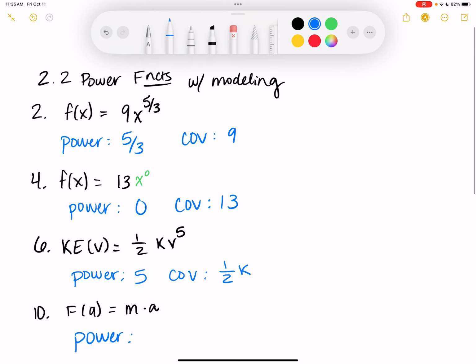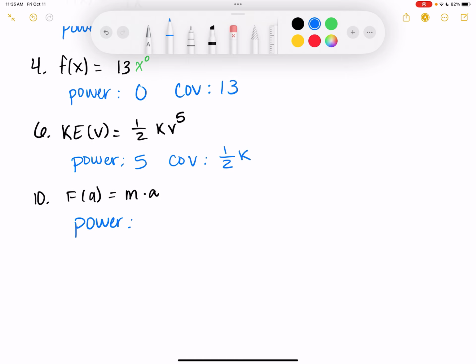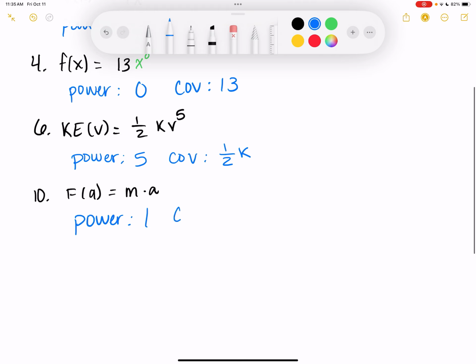In all of these other ones that we've done, where have you gotten the power from? The constant. No. The variable. How did you know what the variable was? It tells you in parentheses what the variable is. So what's the variable for this one? So what would the power of A be? 1. So then the constant of variation has to be M.